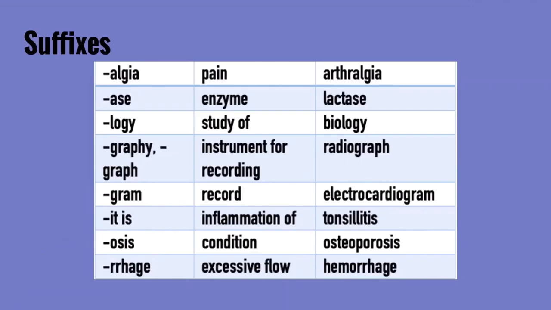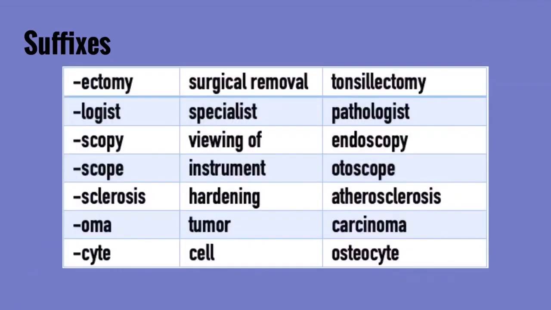Osis is a condition, so now we have osteoporosis. So combining our root word with our suffix, we have condition of the bone. Ridge is an excessive flow, so hemorrhage is going to be an excessive flow of blood. Ectomy is the surgical removal, so tonsillectomy. Ologist or just logist is a specialist, so pathologist is a specialist in pathology.